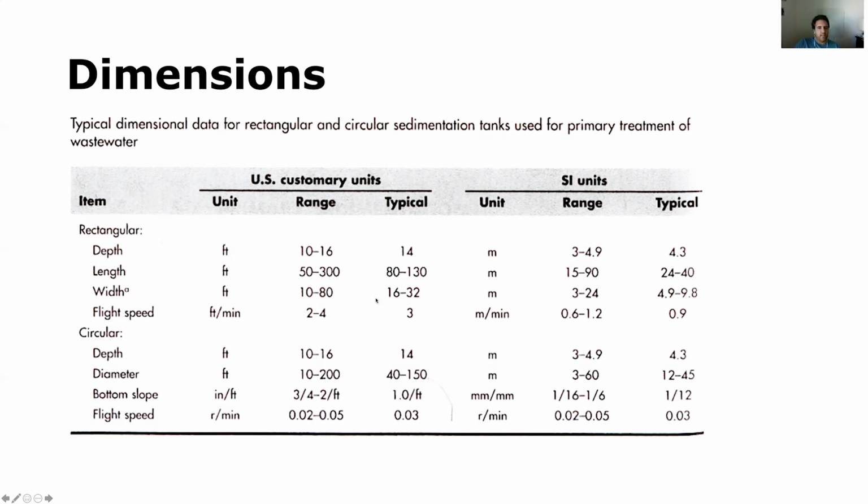And then typical widths, so that you can see the width of a rectangular basin being quite a bit smaller than the length. We want to have these long and rectangular as opposed to square. The flow velocity, or the flight speed, in feet per minute, has some typical values and ranges. So we want to make sure that our design falls within these ranges.